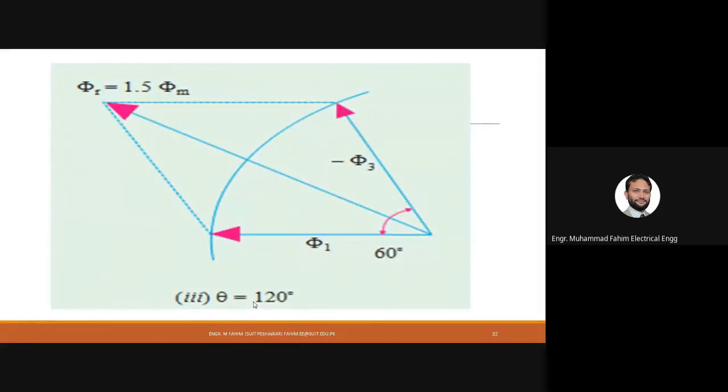So the magnitude of phi r is equal to 1.5 phi max again, and it is shifted a further 60 degrees from the initial point. From the previous point, it is shifted 60 degrees clockwise.